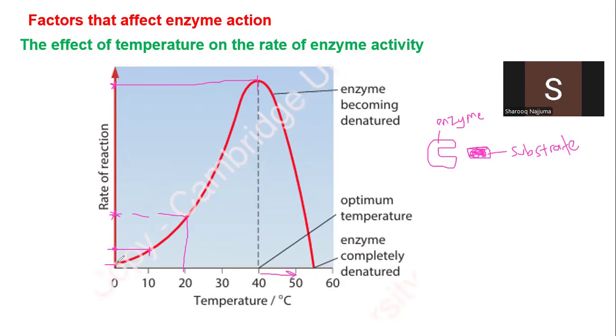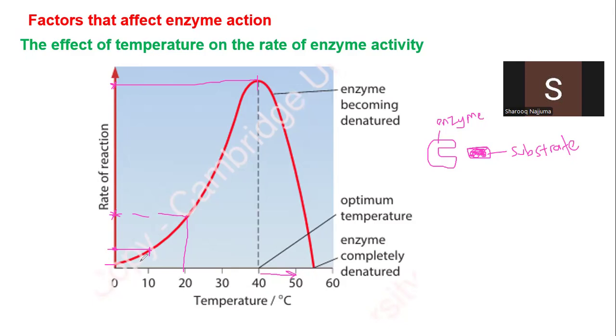So if they have low kinetic energy, they are going to be colliding slowly, and the chances of an enzyme substrate complex being formed are going to be low. That is why the rate of reaction is low at low temperatures. Enzyme and substrate molecules have low kinetic energy. We have less collisions, less enzyme substrate complexes made.